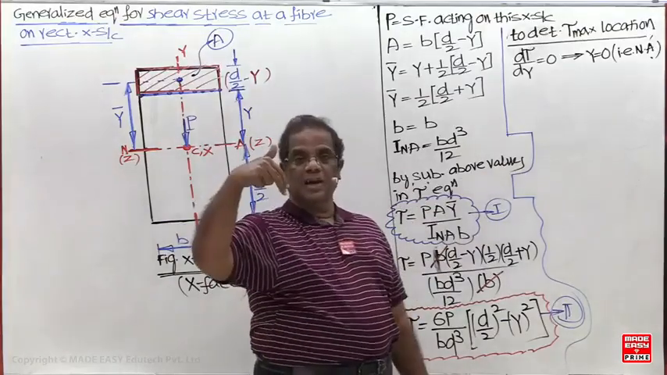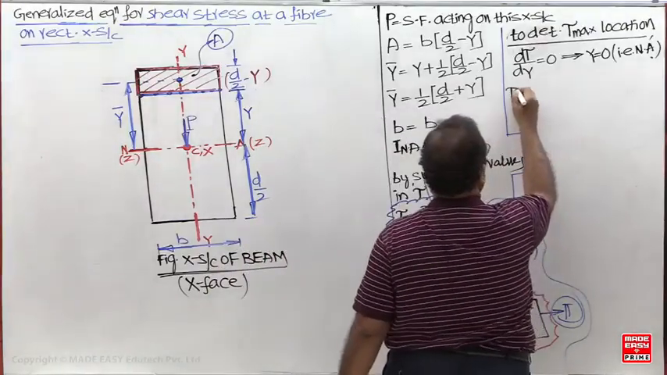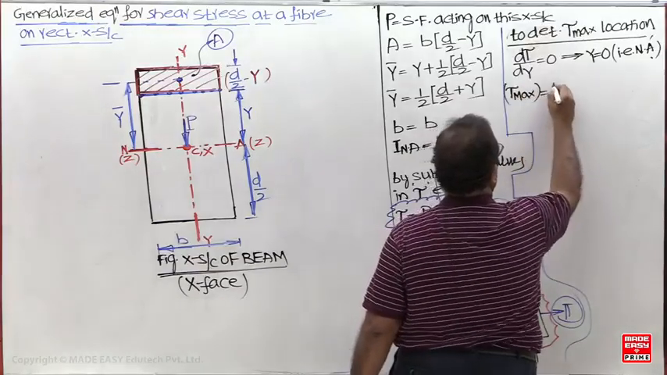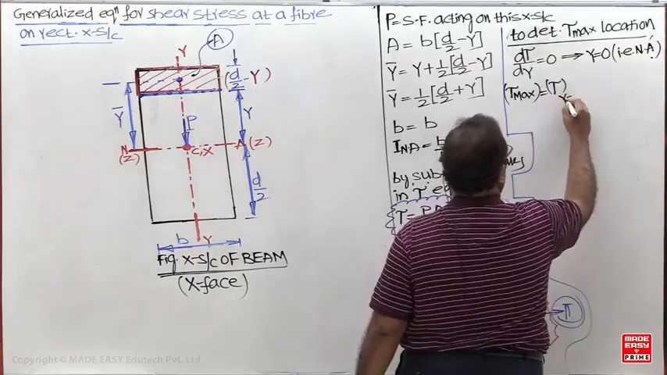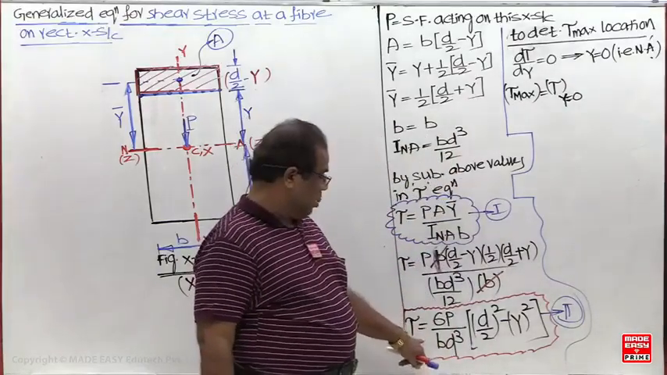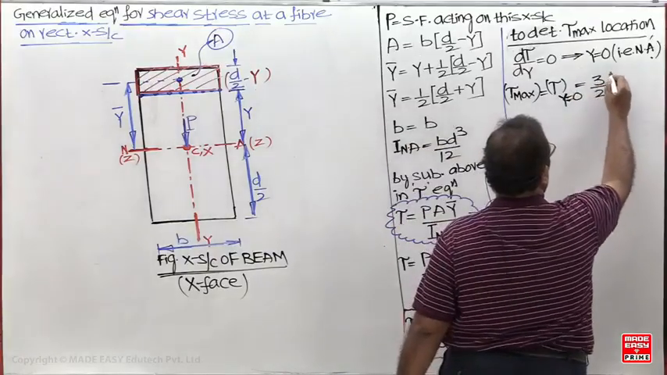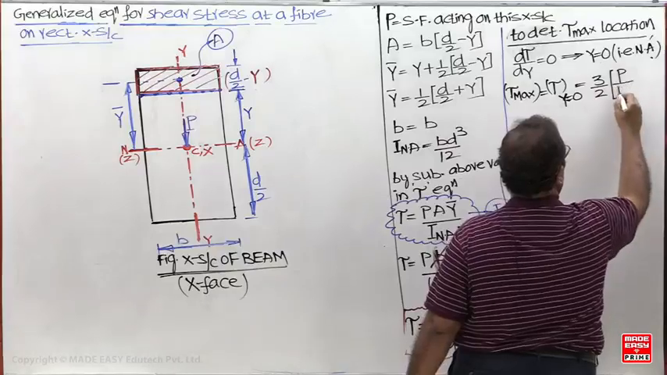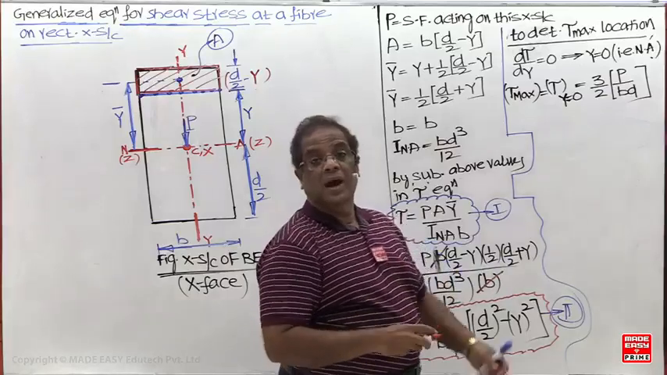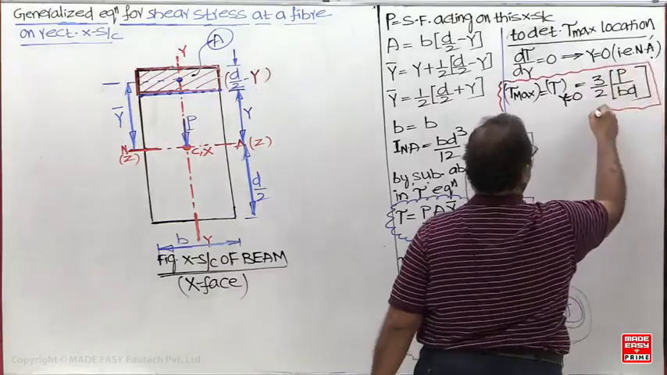But bending stress is 0 at the neutral axis. But shear stress I am getting maximum at the neutral axis. Now can you find out the maximum shear stress now? Substitute y is equal to 0. Now this is the maximum shear stress on a rectangular cross section. Like this, cross section to cross section, maximum shear stress will vary.